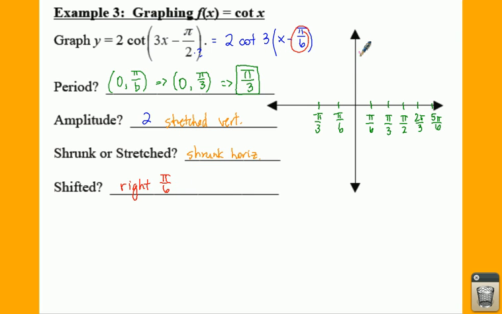So normally we are between 0 and pi, but it got shrunk, so we're between 0 and pi over 3. This is where we would normally have it, from 0 to pi over 3, but it's going to be shifted to the right by pi over 6. So this asymptote that goes down through the middle is actually going to be at pi over 6. And then you're going to have a distance of 2 hash marks, which would put us over here at pi over 2.